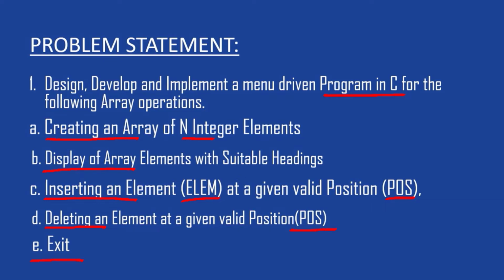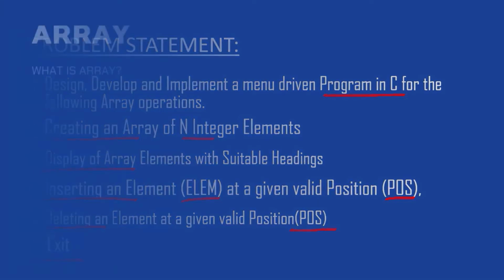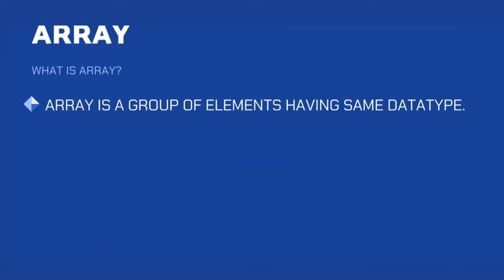Now let us know some basics about array. Array is a group of elements having the same data type, which means all the elements will be of either int, char, float or double data type. But if elements of different data types are grouped, it is not said to be an array.